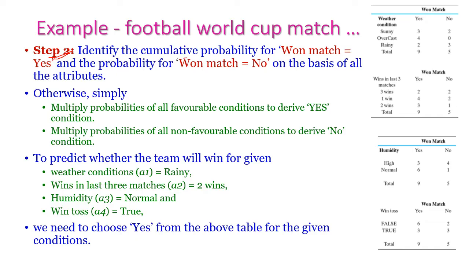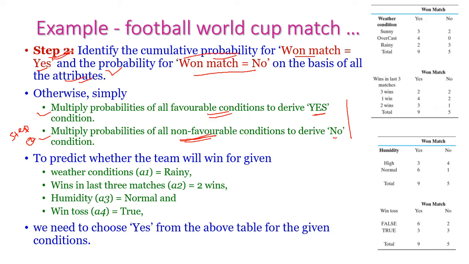Here we identify the cumulative probability for match equal to yes and the cumulative probability for match equal to no on the basis of all the attributes. Okay, this is one method. Otherwise, we simply multiply the probabilities of all favorable conditions that derive the yes side, or all non-favorable conditions that derive the no side. Okay, this is step 2.